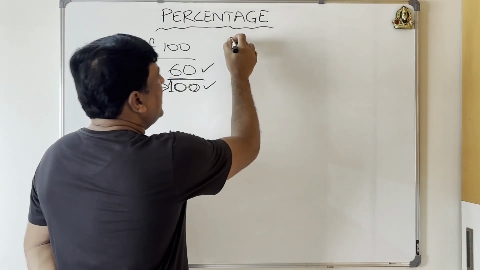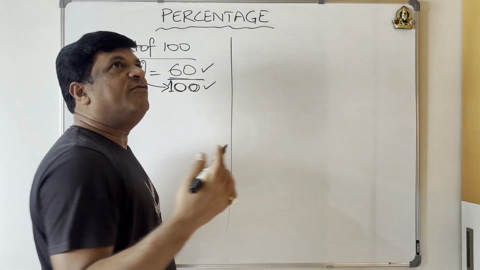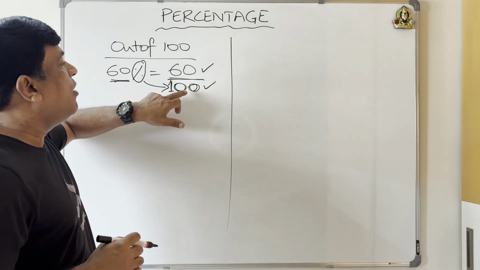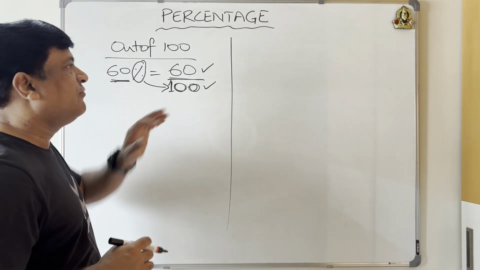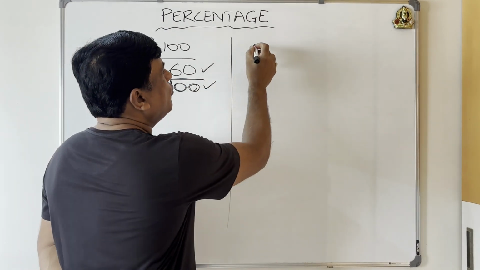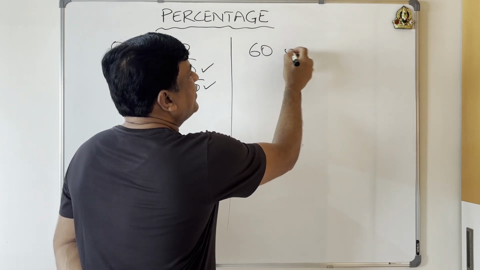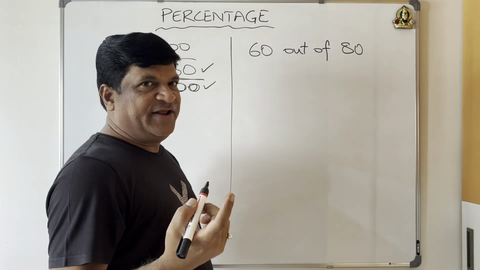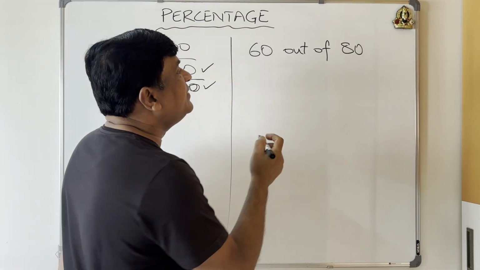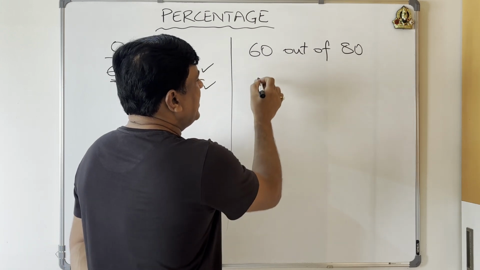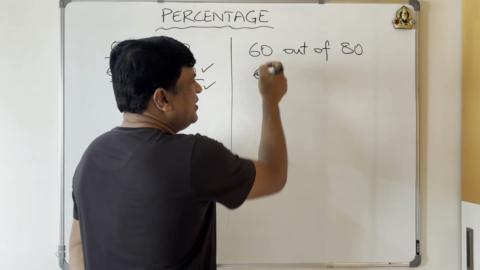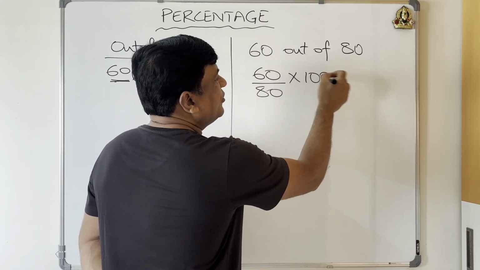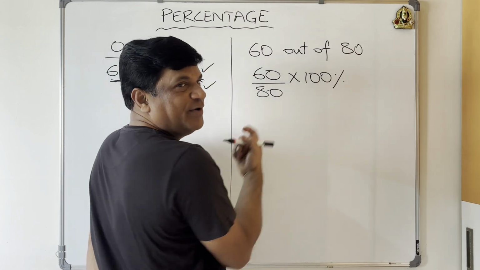Now, the second variant of percentage is when you say you scored 60 marks out of 100. For example, if you have scored 60 marks out of 80, then what is the percentage? They can ask you what is the percentage you scored. In this case, marks scored 60 divided by 80 into 100, because you are converting that into a percentage.